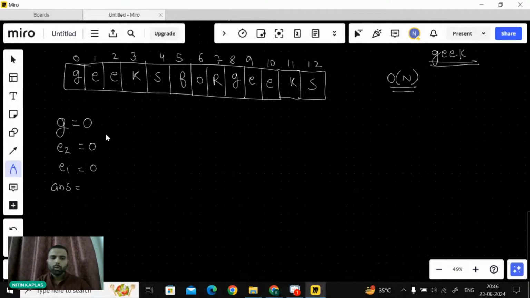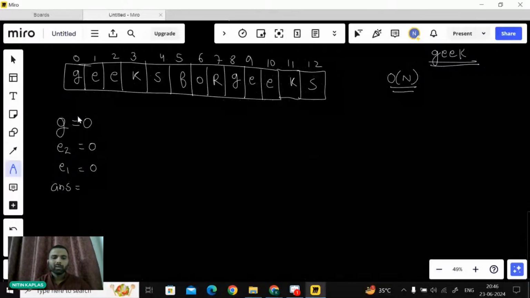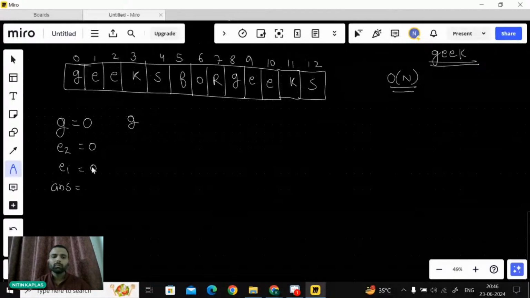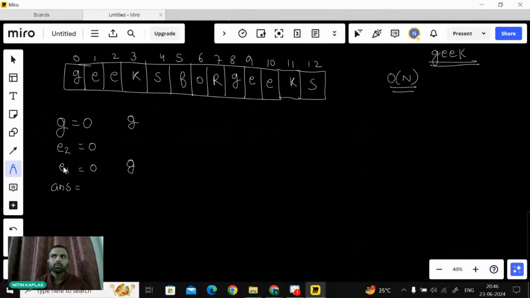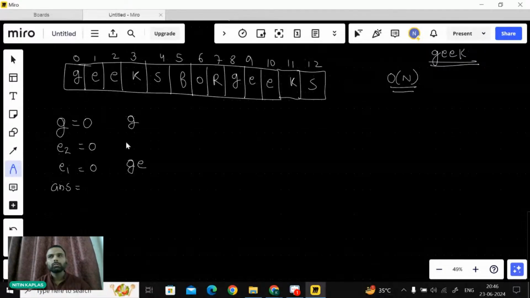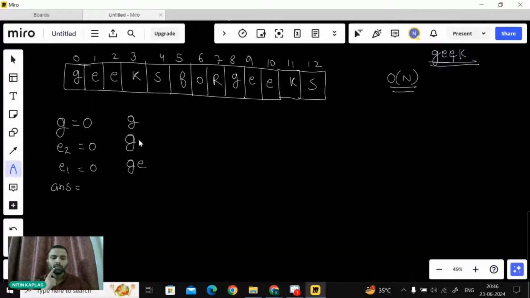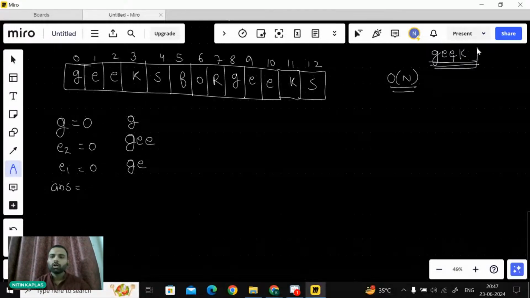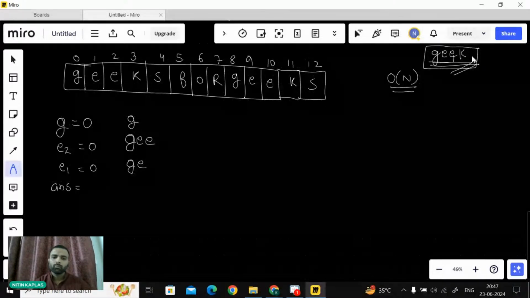Now, what is G? G is simply G, right? What is E1? Let's first understand what's the meaning of E1 here. E1 simply tells you, okay, you have G, but E1 means single E. So that's why we have written here GE, right? After that, what's the meaning of E2 here? E2 means you need 2 Es. So let me write here G double E. Whenever the K comes, it means you are with your answer, you are with your task, right? I want the GEEK, right? So when the K comes, what I'm doing is I simply do answer plus plus in that case.